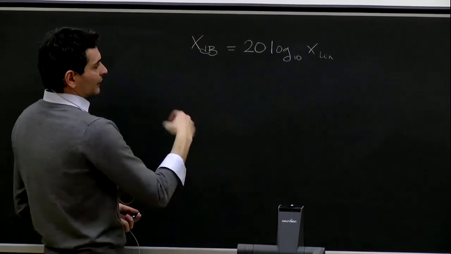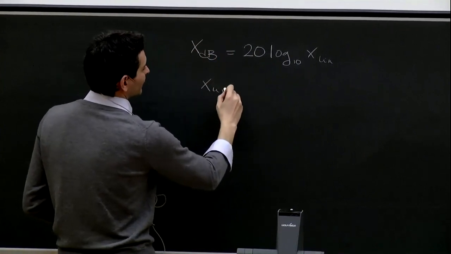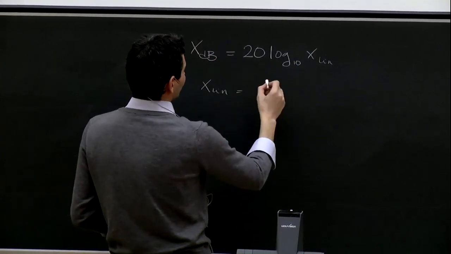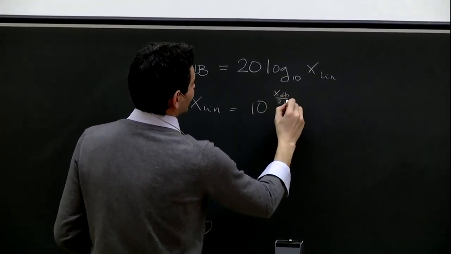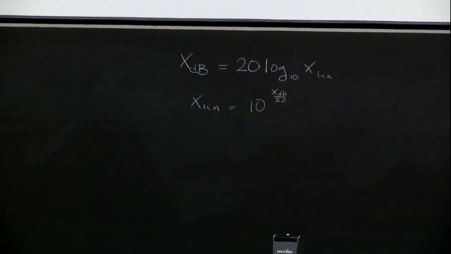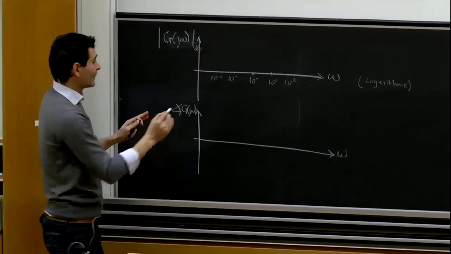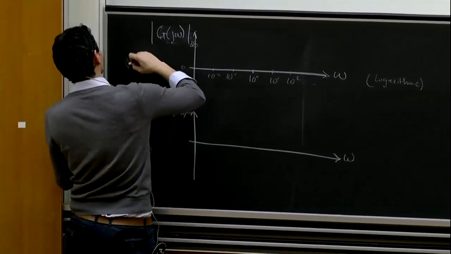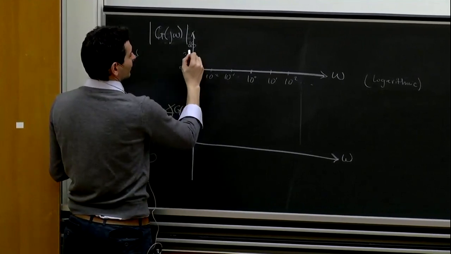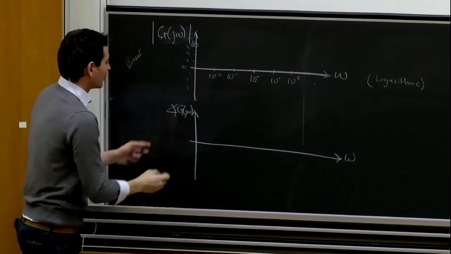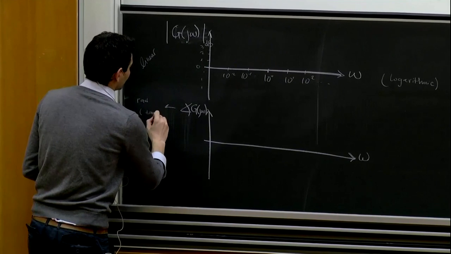In the opposite sense, of course, if you have the dBs and you want to express the linear value, then this is just 10 to the x dB over 20. So the magnitude on the y-axis is represented in decibels, and the scale is linear, so you've got 0, 1, 2, 3, whatever it is, normal. The phase is typically just measured in radians or degrees, it doesn't really matter.